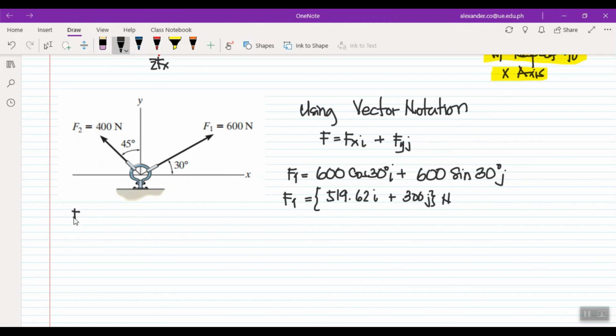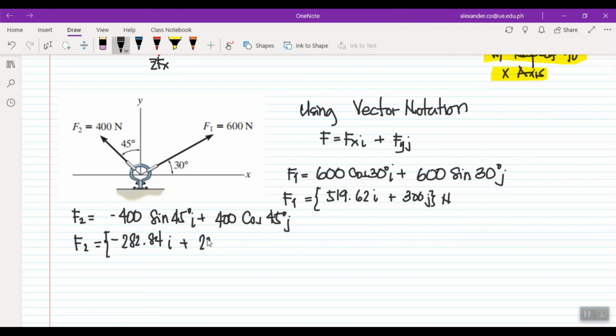Ngayon, F sub 2. F sub 2, x component niyan will be 400 negative kasi to the left, sine 45 degrees plus 400 cosine 45 degrees. Nakakalimutan ko rin ito, i, j. Kasi ang paborito ko talaga scalar eh, sa totoo lang. Hindi ko masyadong gusto tong vector na to. So, this is 400 sine 45. Ilan yan? So, this is negative 282.84 i plus, parehas lang yan, 282.84 j Newton.